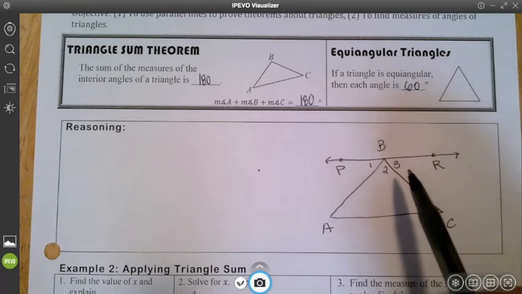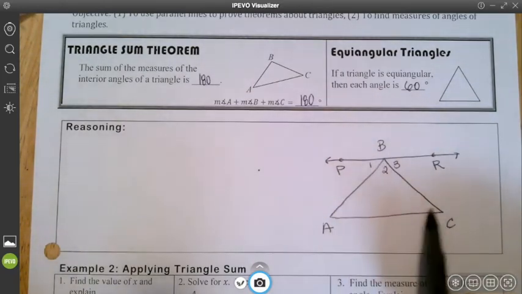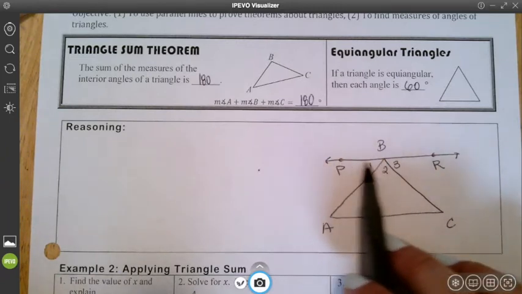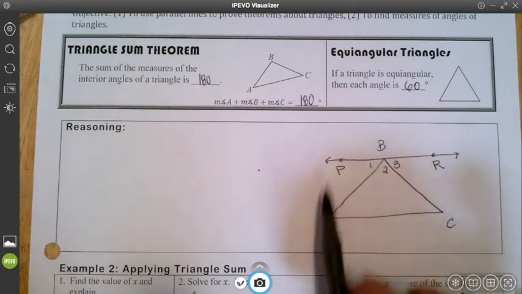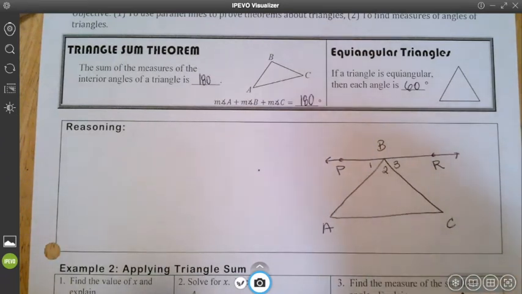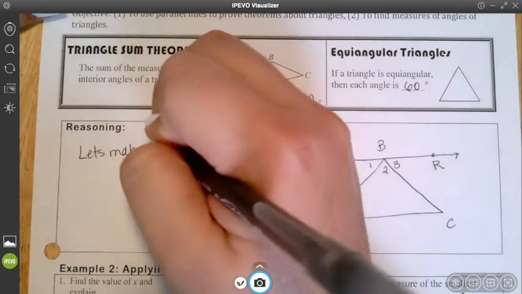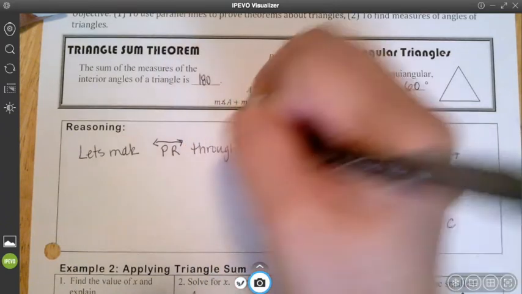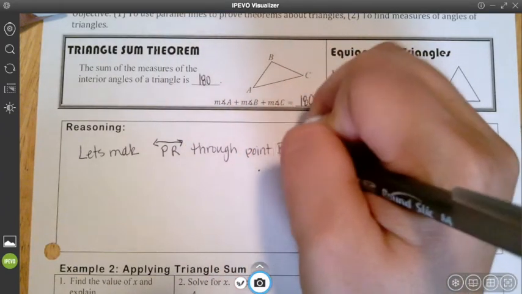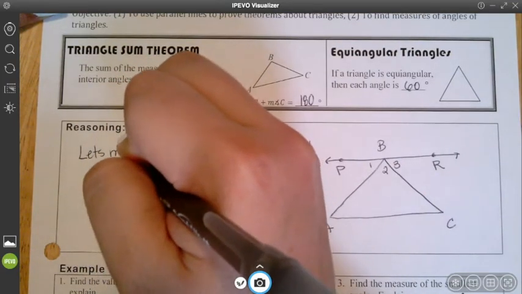But first, let's show how do we know that the angle sum of a triangle is 180 degrees. And the way we do that is we start by saying, here's a triangle, any triangle, and we construct this parallel line. So we say, I'm just going to choose a line that's parallel to AC through point B. Okay, so we're going to say, let's make line PR through point B, and PR is parallel to AC.